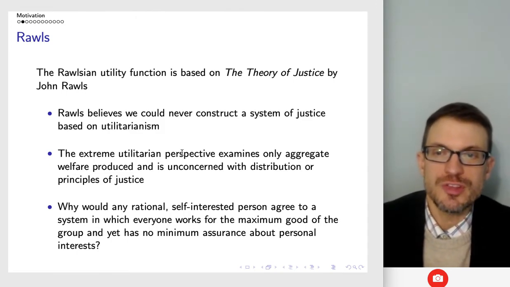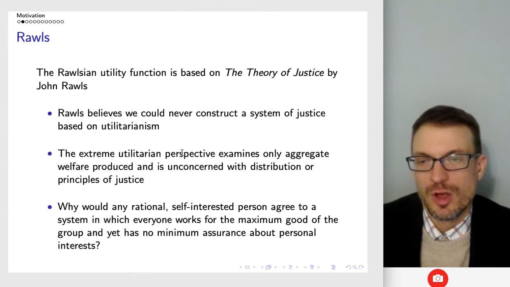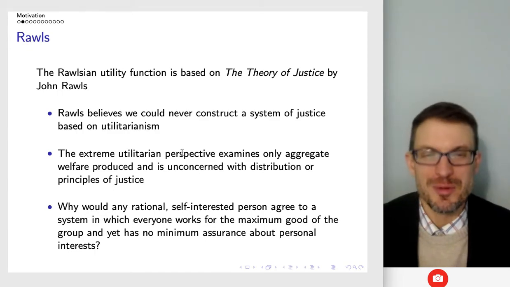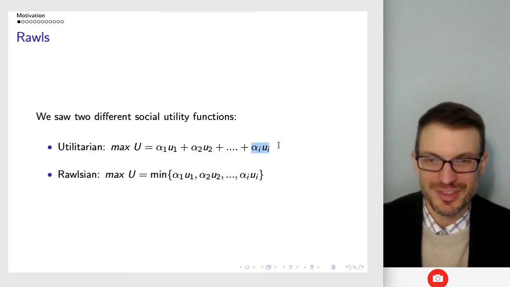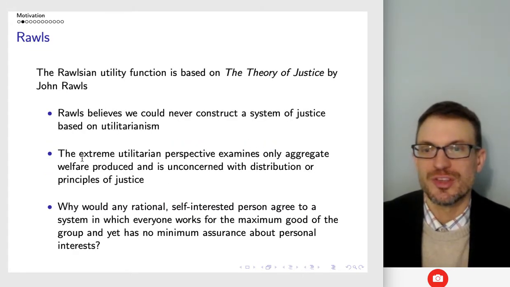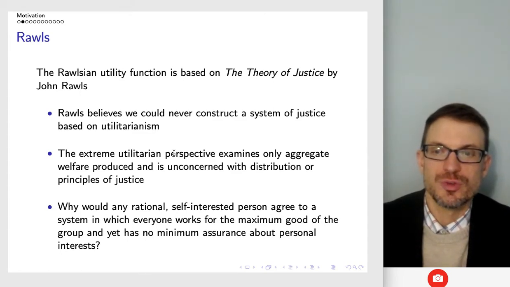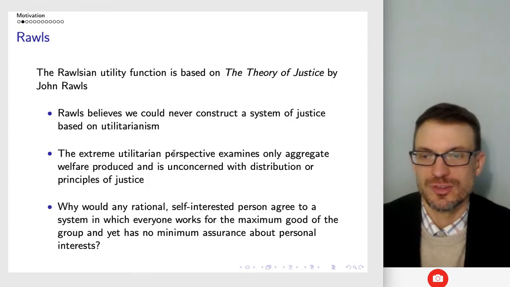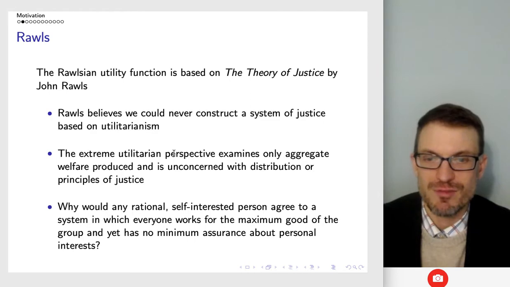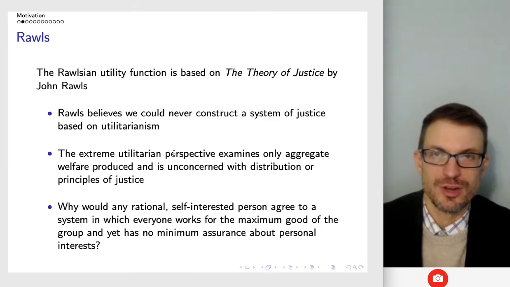All right, so the Rawlsian utility function is based on John Rawls' theory of justice. Rawls believes we could never construct a system of justice that's based on utilitarianism. And probably exactly for the reason I was talking about, where this could be really big and the rest could be zero, and that'll look the same as if these are all equally small, right? So the extreme utilitarian perspective looks only at the aggregate welfare and it's unconcerned with distribution, unconcerned with principles of justice. So then the question is, why would any rational, self-interested person agree to a system in which everyone works for the maximum good of the group, yet no one has any minimum assurance about their personal interests?